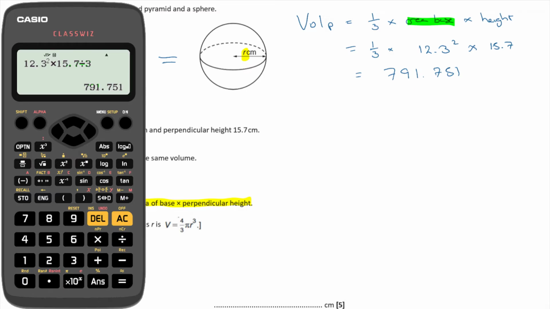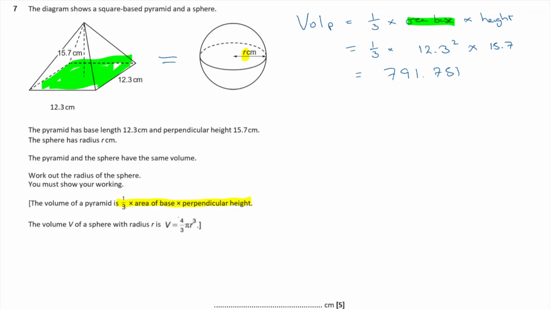Okay, and now we need to work out the radius of the sphere, don't we? So we know that the volume of the sphere is equal to 4/3 pi r cubed. So subbing in what we know, that is 791.751 there, and we want to get r by itself, don't we, really? So we're going to have to rearrange this to make r the subject.